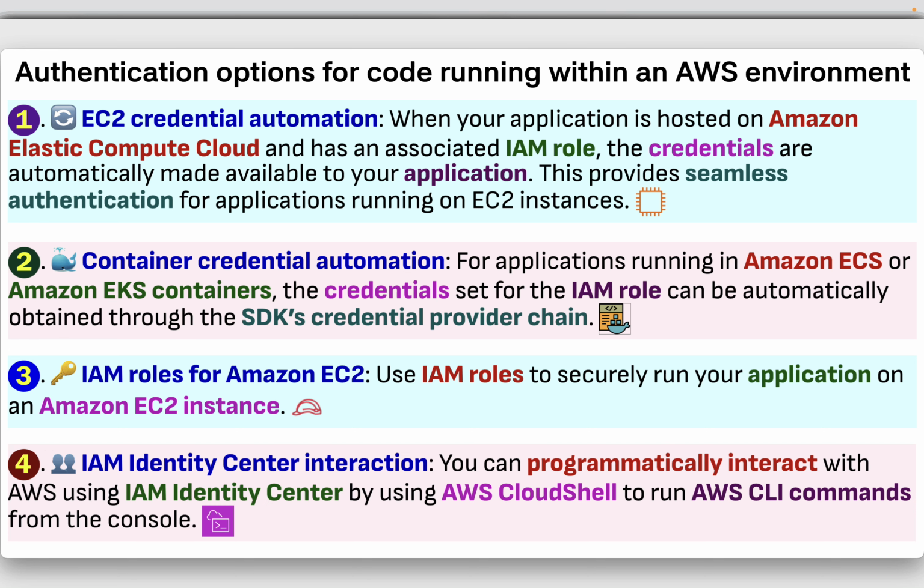And then we have IAM Identity Center interaction. Here you can also programmatically interact with AWS using IAM Identity Center, by using AWS CloudShell to run your AWS CLI commands from the console. This is very straightforward. You just click and log into CloudShell and you have total access to all your AWS services, provided that somebody has given you access or you are the admin.